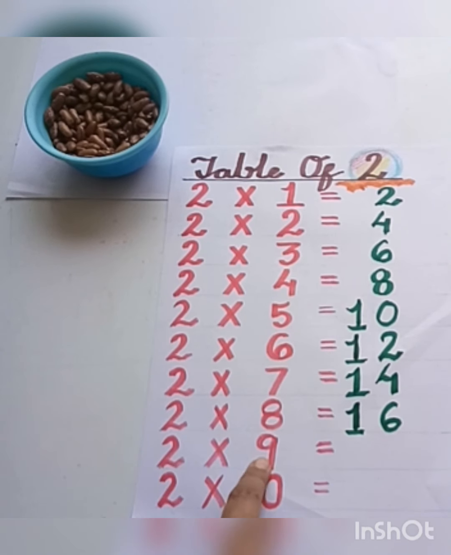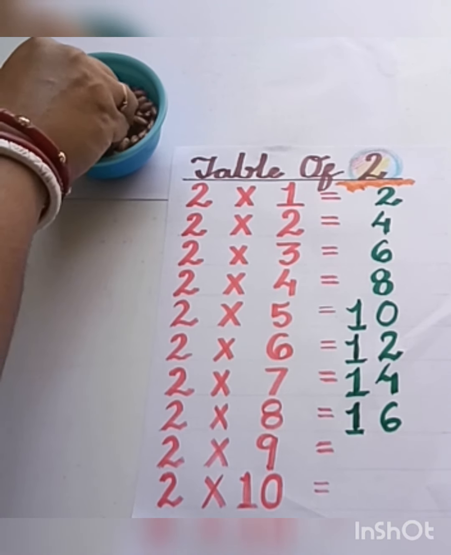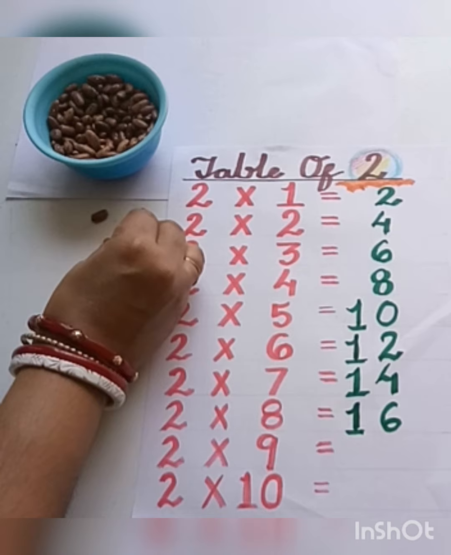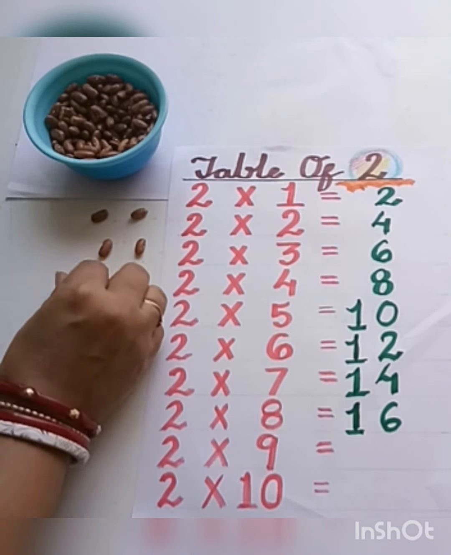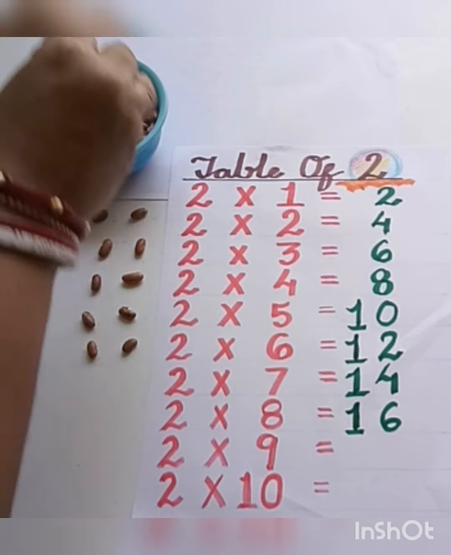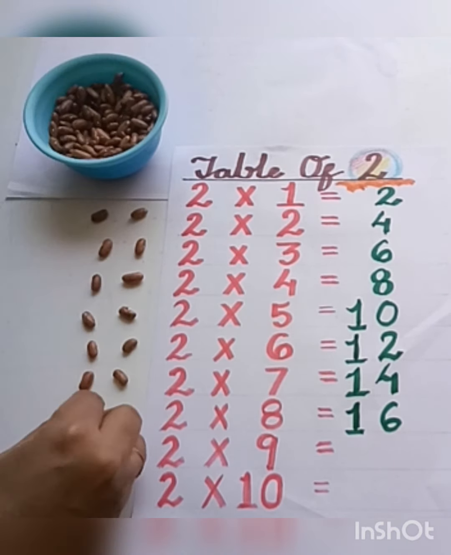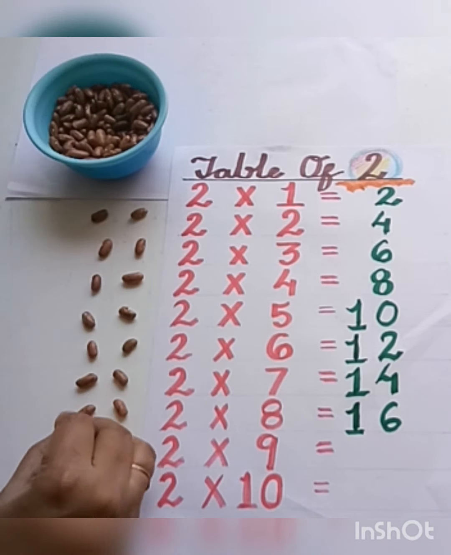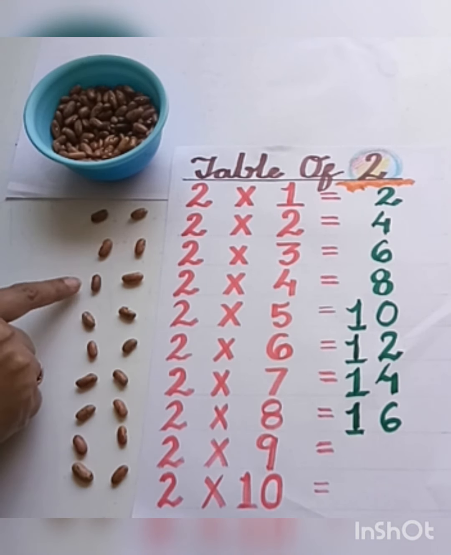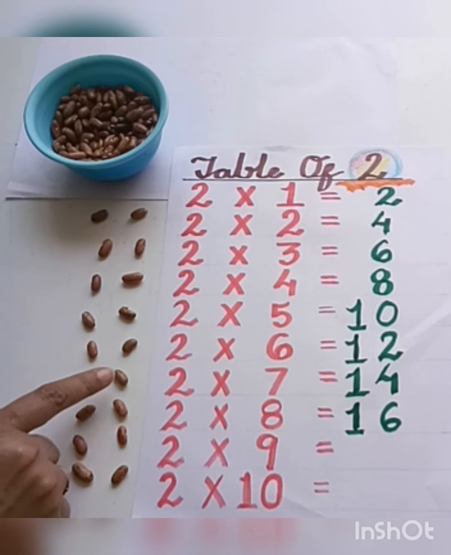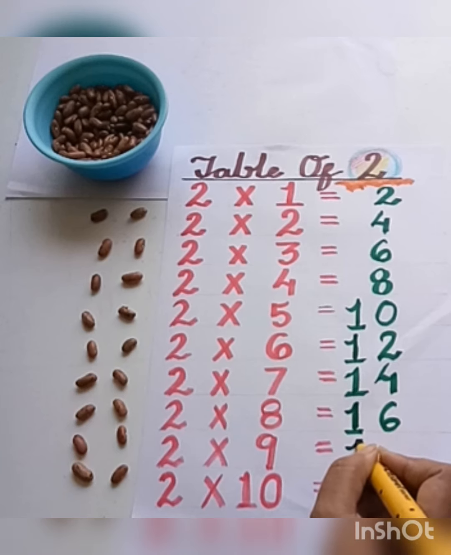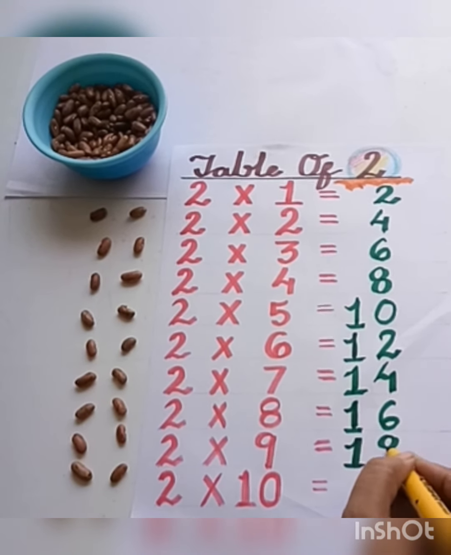Next, 2 nines are quantity of 2 beans. 9 times. 1 time, 2 times, 3 times, 4 times, 5 times, 6 times, 7 times, 8 times, and 9 times. Let's count. 1, 2, 3, 4, 5, 6, 7, 8, 9, 10, 11, 12, 13, 14, 15, 16, 17, and 18. Let's write 1, 8, 18.